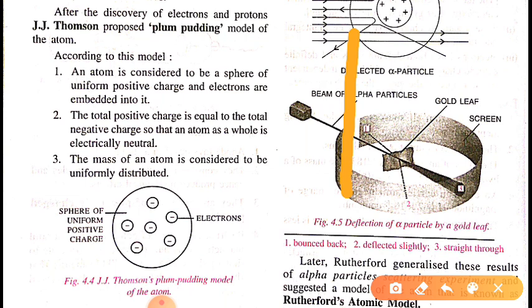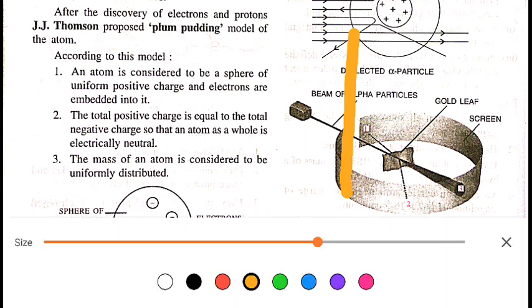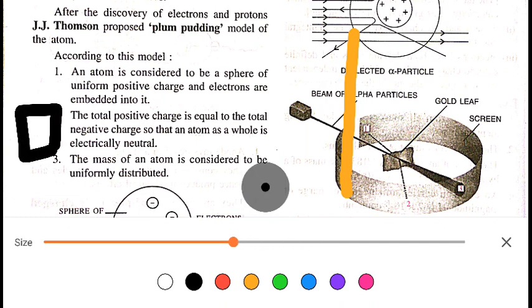He took this gold foil, and he took a source of alpha particles. I will tell you about the alpha particle. An alpha particle is a positively charged particle, or we can say a positively charged ray. In that ray there is positively charged material. Suppose this is the source of alpha particles here.